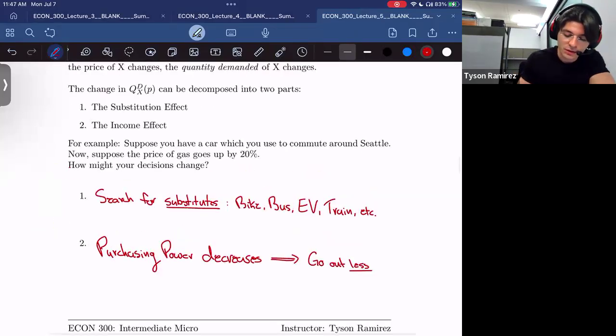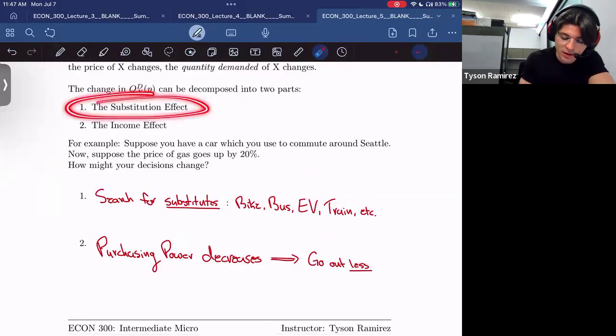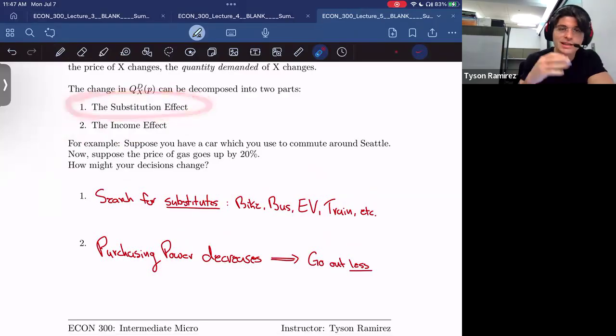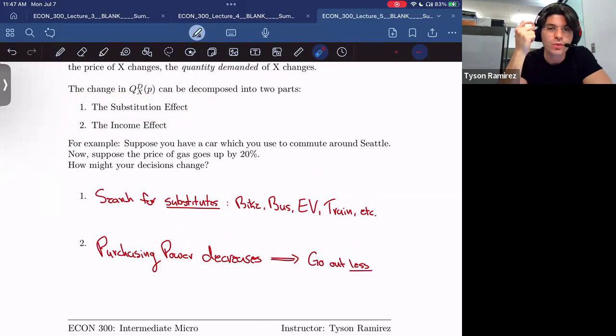This is the intuition for what is meant by the substitution effect and the income effect. The substitution effect is the change in demand that comes from this thing being more expensive. So we'll get some more utility from seeking an alternative. The income effect is the change in demand that comes from the fact that we're just relatively poorer. If our income didn't go up or it didn't match the price increase, then we're effectively poor, and so our purchasing power decreases.